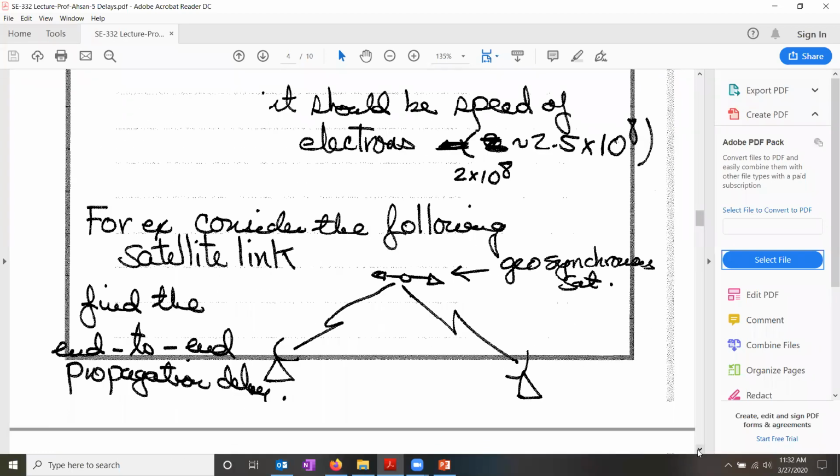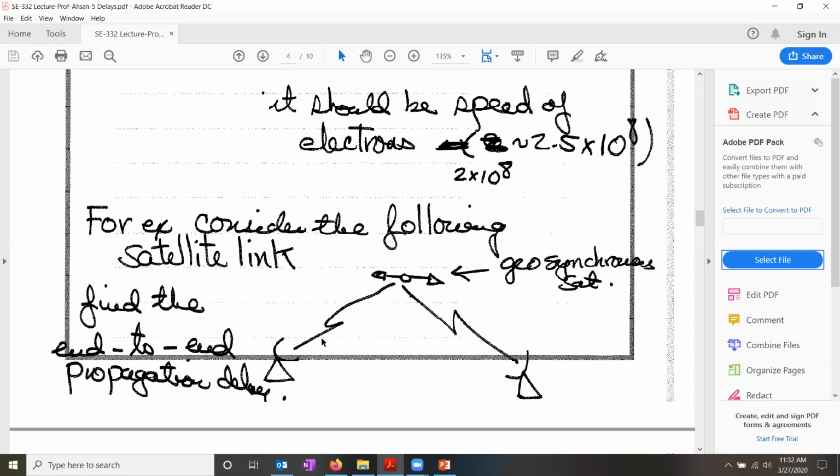And then you see there is an example here. For example, consider the following satellite link, and we need to calculate the end-to-end propagation delay. This is a geosynchronous satellite that is orbiting the Earth at a distance of about 36,000 kilometers. And these are the sending antennas and the receiving antennas, the parabolic dish antennas. So we have to calculate the end-to-end propagation delay.